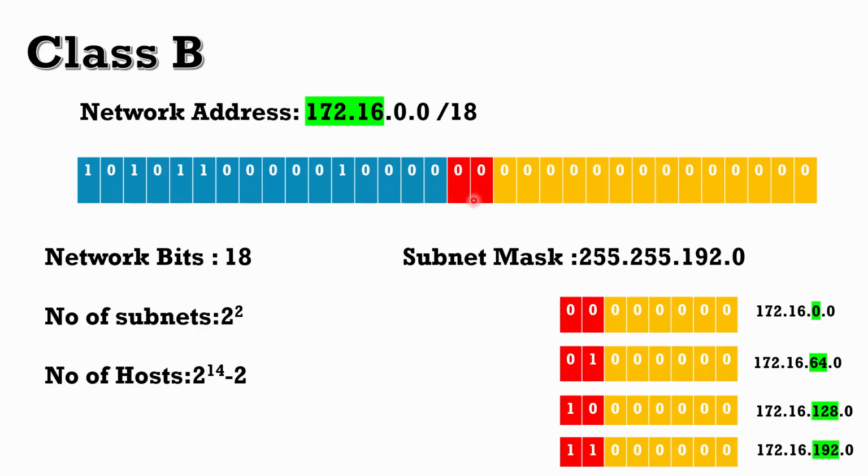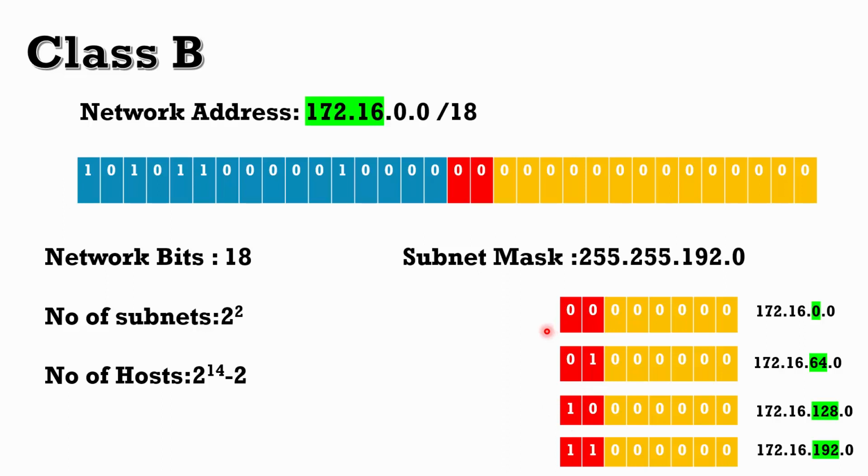So we know that the default subnet mask is 16. That's why I have marked the first 16 bits in blue color. That means the default subnet mask. And these 2 red color bits are the bits which I have taken to create subnets. So here again 2 subnet bits means 2 to the power 2 number of subnets. That means I have 4 subnets.